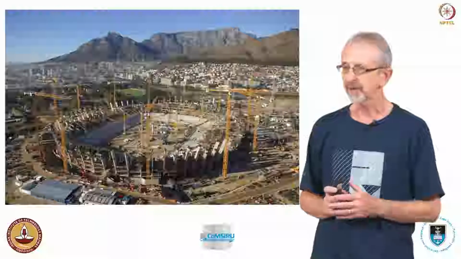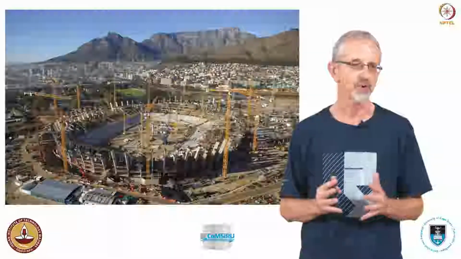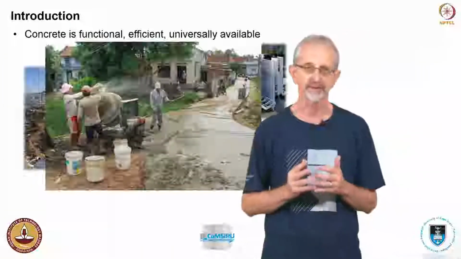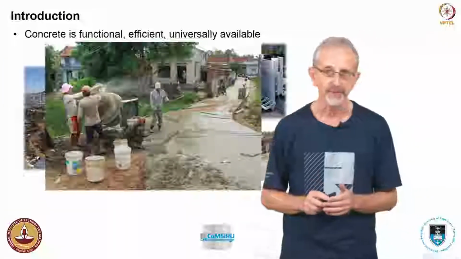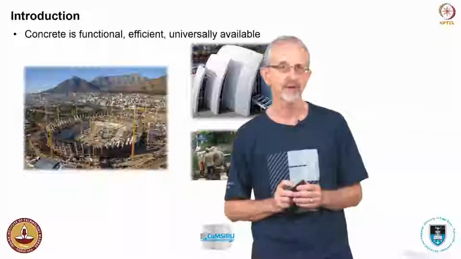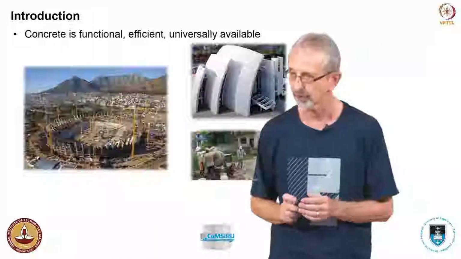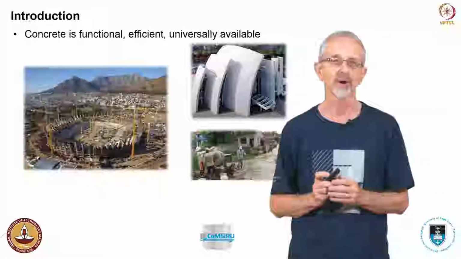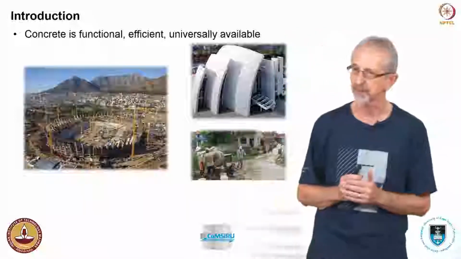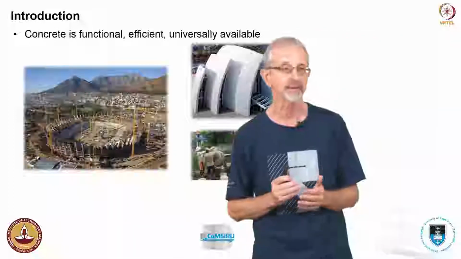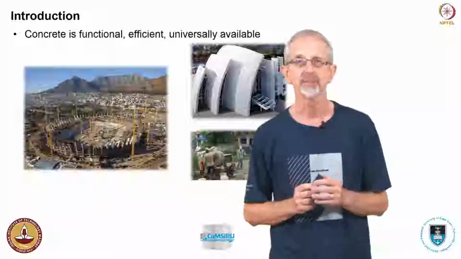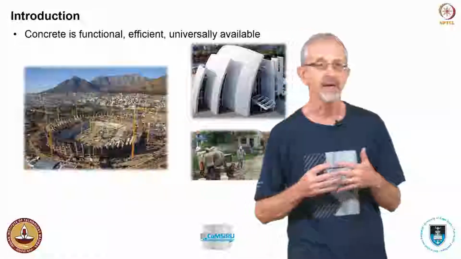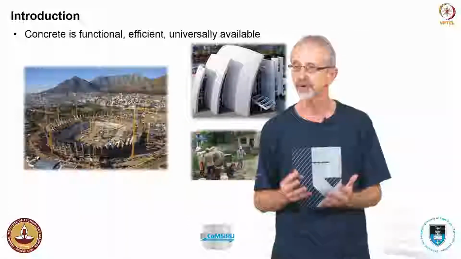We know that concrete is the material of choice for infrastructure and construction worldwide. It's functional, it's efficient, it's universally available. There again in those pictures you can see on the left-hand side is that same soccer stadium that I showed you in the first picture under construction. On the top right there are some very elegant precast concrete panels that would be used in a high-end or high-tech application. And then on the bottom right, in fact, is just ordinary construction going on in a very rural or a very low-tech application. And that's the marvel of this material called concrete.